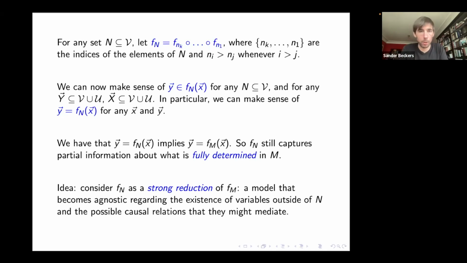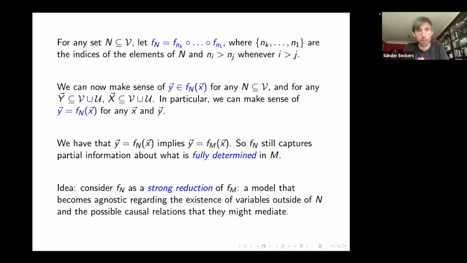But other than that, once you have n, you can specify the function fn. And we can then make sense of the fact that some tuple y is an element of the solutions to fn for a certain input x. In particular, if it's fully determined, that means that there's only one solution, right? So then y equals fn of x. And this is an idea of fully determining, meaning there's no indeterminism left.